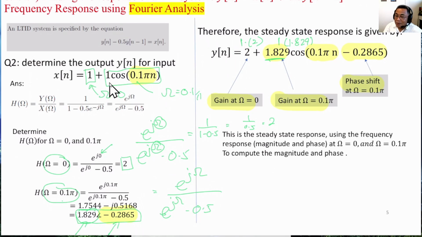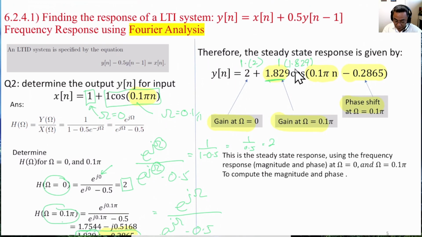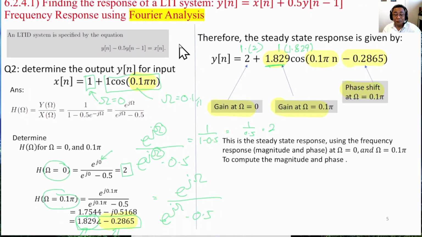Now there's a very small thing that you should note. Remember, I'm sending you not a step input, but 1 and 1 cosine 0.1 pi n. That's why these two last forever, and this 1.829 doesn't last only from n equals 0 to infinity. It lasts forever, from negative time index as well. But this is what we are saying: this is the steady state response of the system. So we are now done with the steady state response by Fourier analysis.